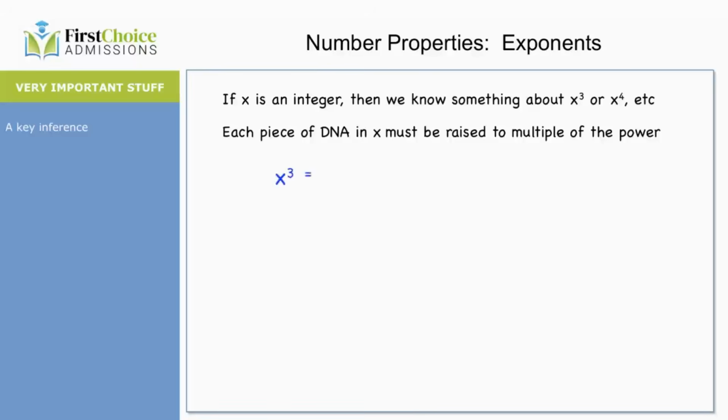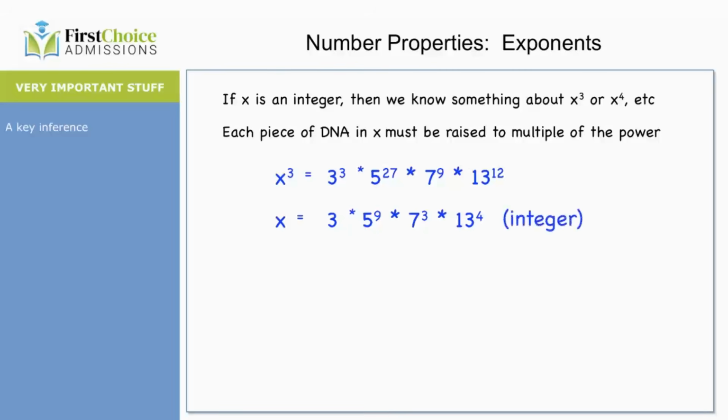So let's take an example. Let's say you have x cubed. What we're saying is every piece of DNA of x cubed must be raised to a multiple of 3. So 3 cubed times 5 to the 27th times 7 to the 9th times 13 to the 12th. That works great because when we take the cube root of each side to get back to x, it becomes 3 times 5 to the 9th times 7 to the 3rd times 13 to the 4th. No idea what that is, but that's an integer. And the whole point is that x has to remain an integer.